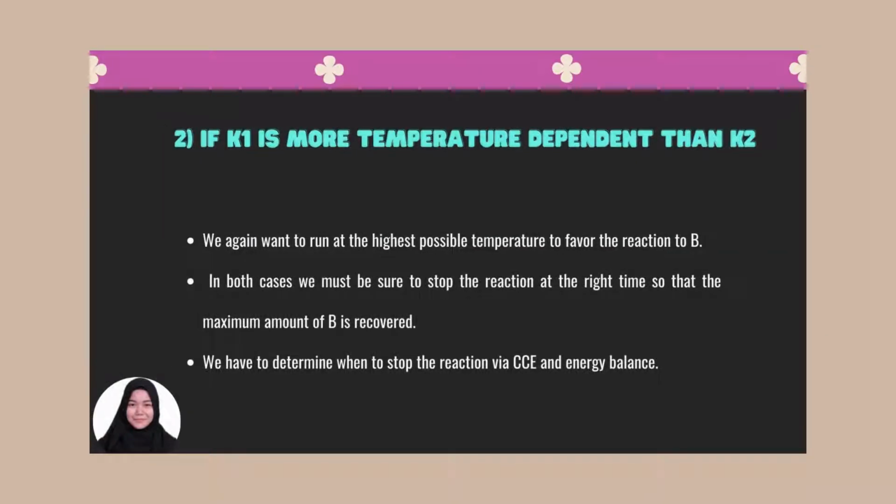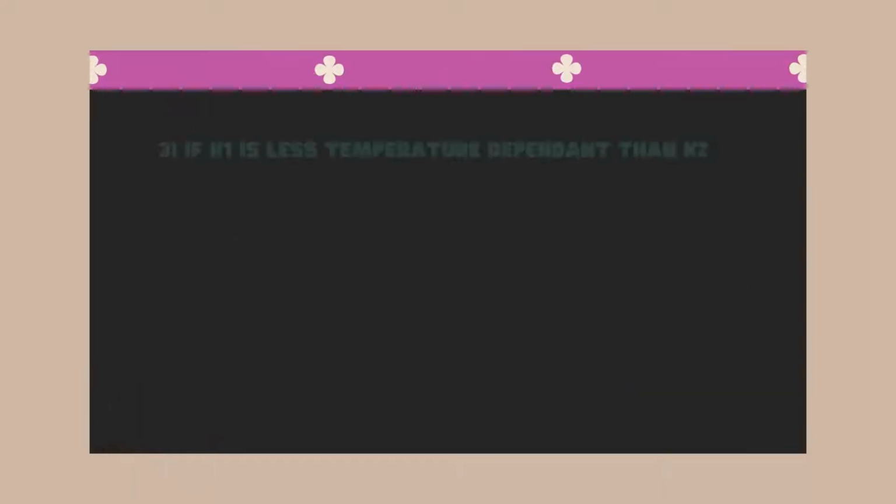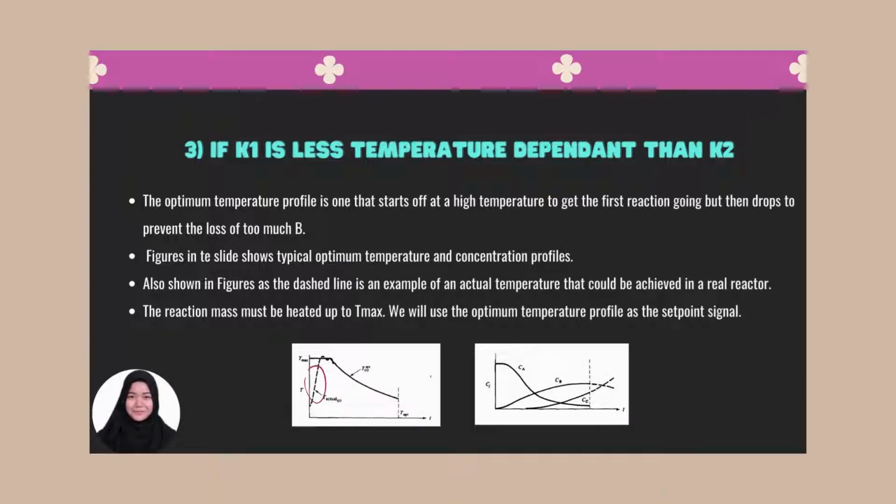The second condition that we can consider is if K1 is more temperature dependent than K2. We again want to run at the highest possible temperature to favor the reaction to B. In both cases, we must be sure to stop the reaction at the right time so that the maximum amount of B is recovered. The third condition is if K1 is less temperature dependent than K2. For the optimum temperature profile, we again want to run at the highest possible temperature to get the first reaction going, but in both cases we prevent the loss of too much B.